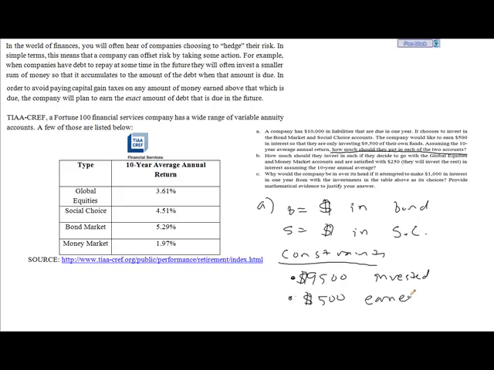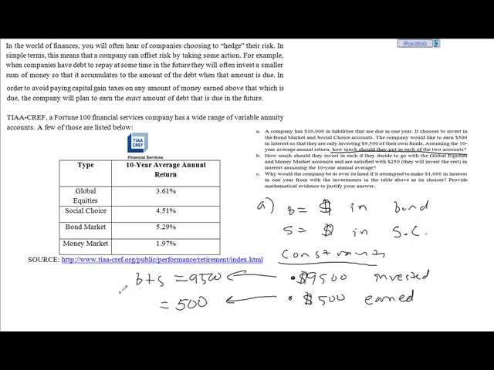earned. Well, that translates pretty quickly. $9,500 invested, that means whatever we put in bond, whatever we put in social choice has to sum to equal $9,500. And well, how do we get interest? Well, interest is going to be based on the amount that we deposit. So we want to earn a total of $500. And where's that $500 going to come from?